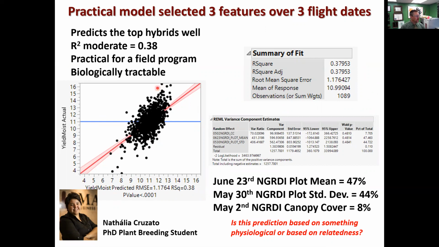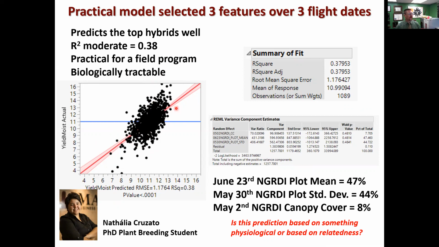So again, predicting the top 10% of yielders, the R-squared isn't great, but we don't really care about predicting the lowest yielders, right? We throw those away in a breeding program. We don't care about the middle of the pack. We care about predicting which ones are the best hybrids out there.